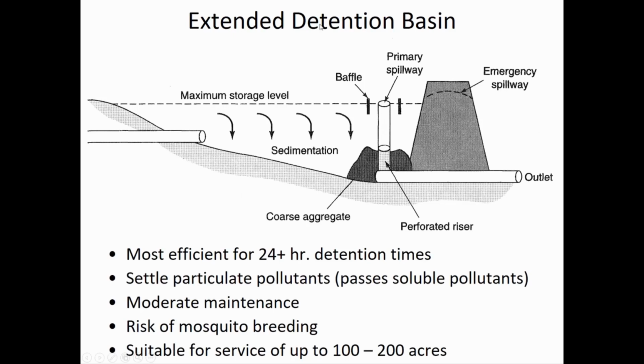Typically, an extended detention basin would be used for situations where you expect the pond to have water for maybe about a day or perhaps a little bit longer. The environmental benefit is that it's settling particulate pollutants. But the problem is that there can be a risk of mosquito breeding if the area stays moist for too long.